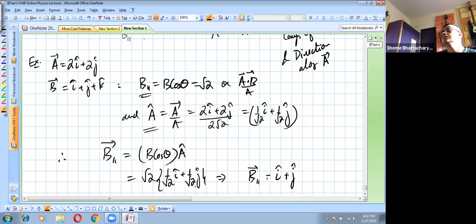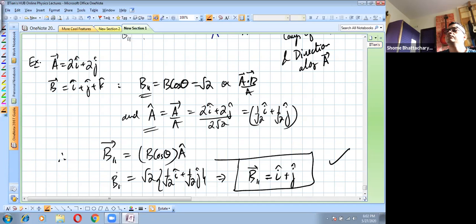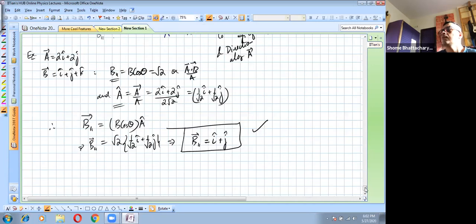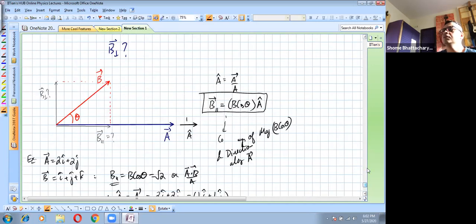So this becomes the parallel component expressed as a vector quantity in the i cap j cap notation. It becomes like this. Okay, so this is just minimizing it for you to understand in detail, but it's basically just the same thing. You're just expressing it as a vector.